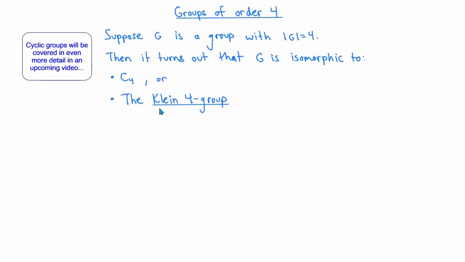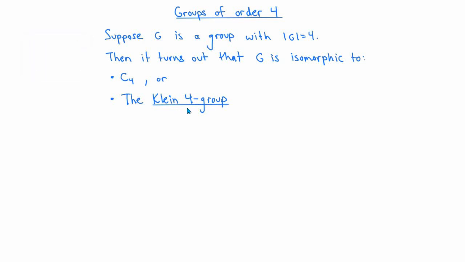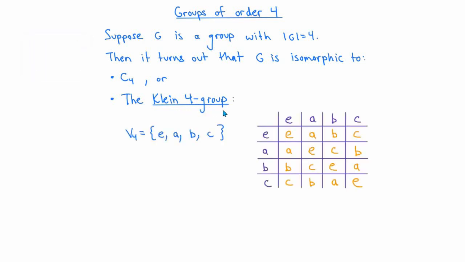I'm going to give you several different explanations for how to construct the Klein 4 group, but first of all, let me explain to you what it is by just showing you its multiplication table. The Klein 4 group is a group of order 4 with an identity element and three other elements which I've labeled as A, B, and C.